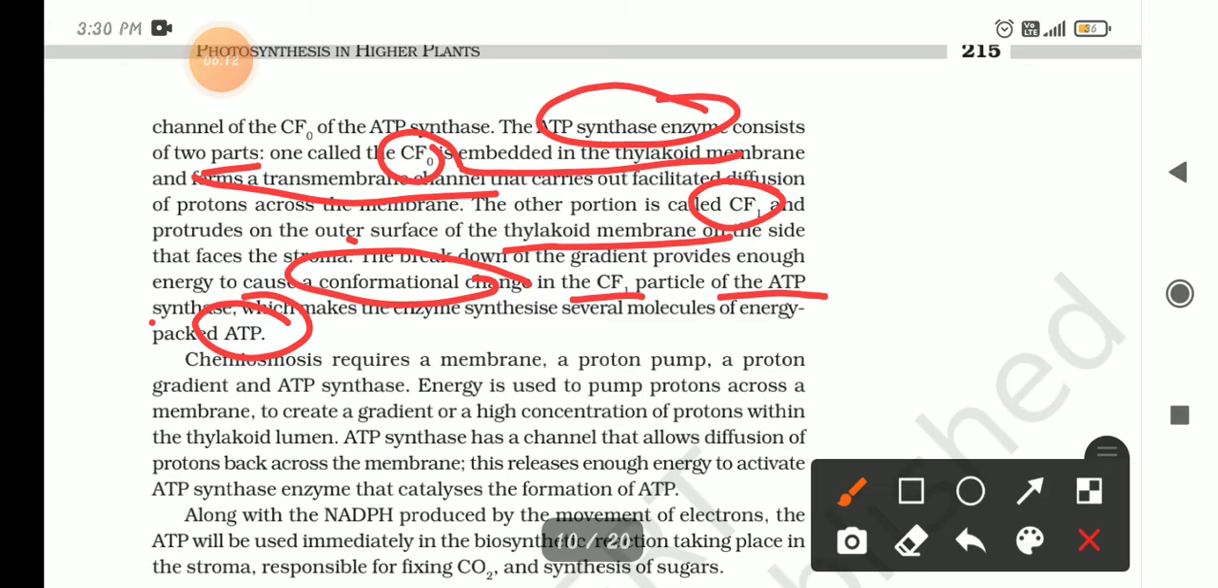Chemiosmosis requires a membrane, a proton pump which will pump the protons from inside to outside, a proton gradient, and ATP synthase.